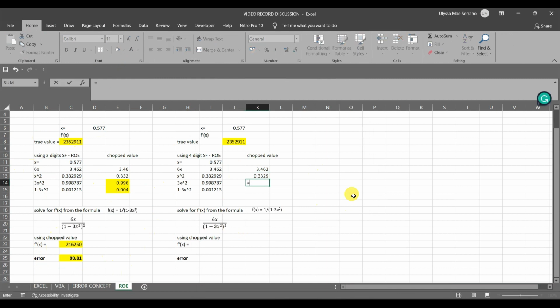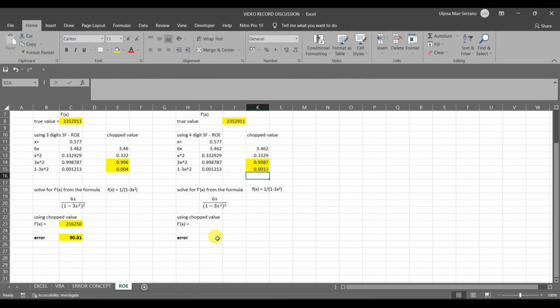With this data, same process. So, 3 times x squared. Don't forget, pinag-squared na natin to. So, hindi na kailangang i-squared pa. So, be careful ng mga processing. 1 minus 3x squared. Same process. Kunin din natin yung magiging first derivative of the function of x na chop value na. So, meron tayong 6x divided by 1 minus x squared raised to 2, 1 minus 3x squared squared. So, yung magiging value niya will be 2,048,521. So, kunin ulit natin yung round of error.